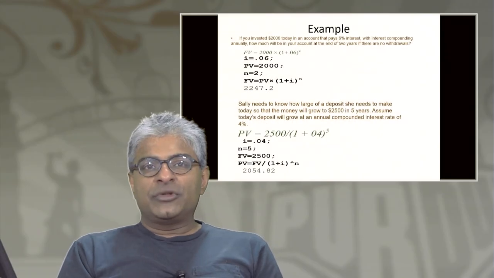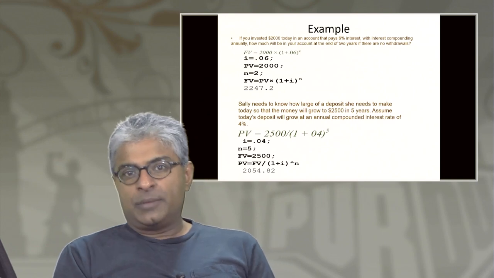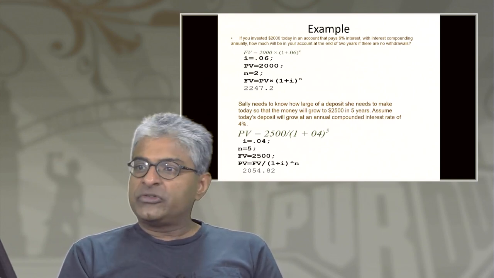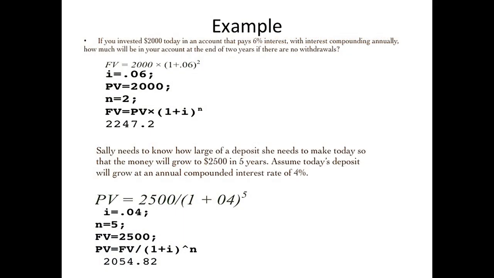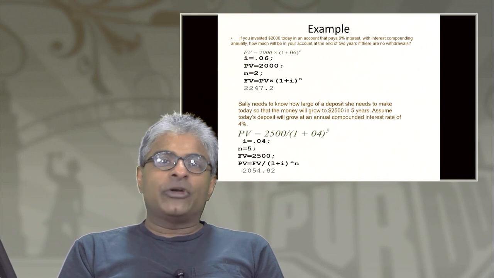So in this segment, I'm going to give you some examples using the formula that we just discussed pertaining to single sums and compounding and discounting those sums. So in this particular example, see that if you invest $2,000 today in an account that pays 6% interest with interest compounding annually, how much will be in your account at the end of 2 years if there are no withdrawals? Okay, so these are what students typically like to call story problems, right?